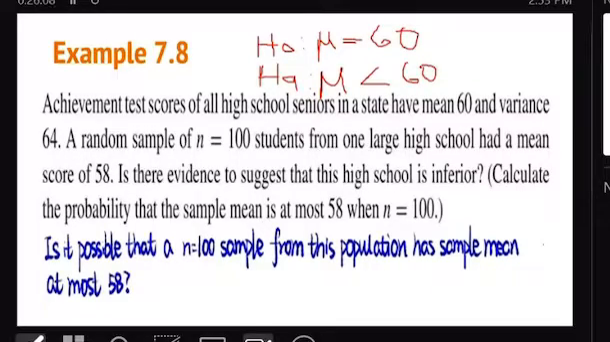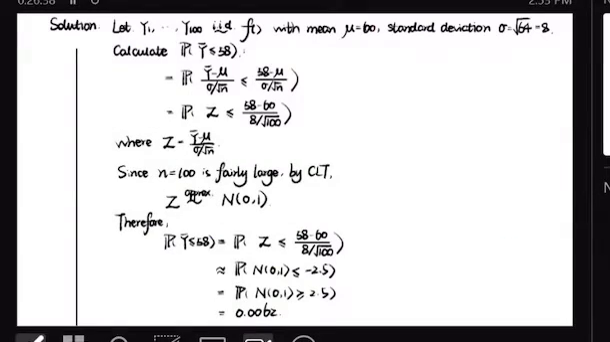And in hypothesis testing, which we're still going to do, or the one you've heard about before, if we want to investigate this, we need a p-value. The p-value is what we actually want to find here now. The p-value is the probability that the sample mean is at most 58. And let us see, by the central limit theorem, we want to find this.